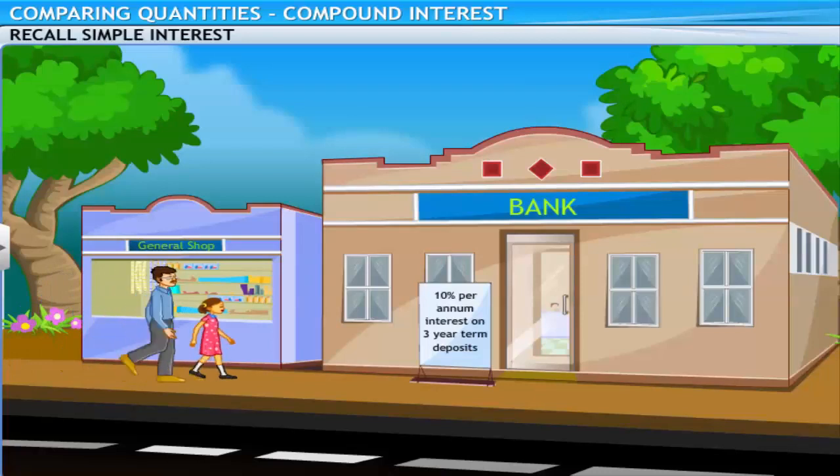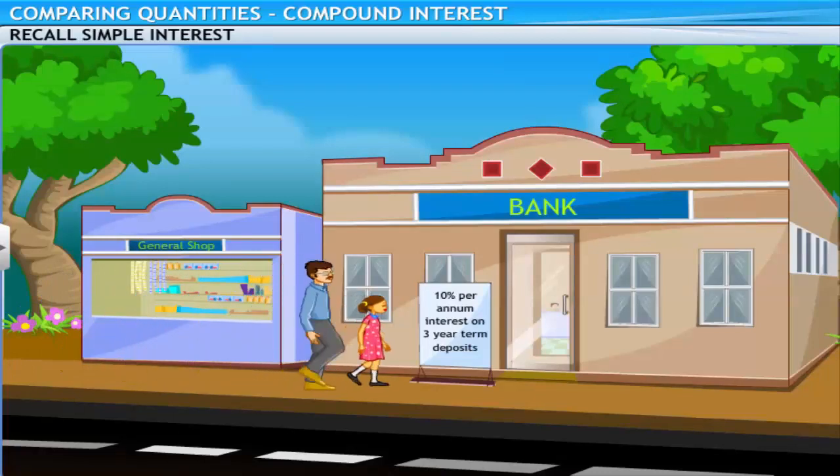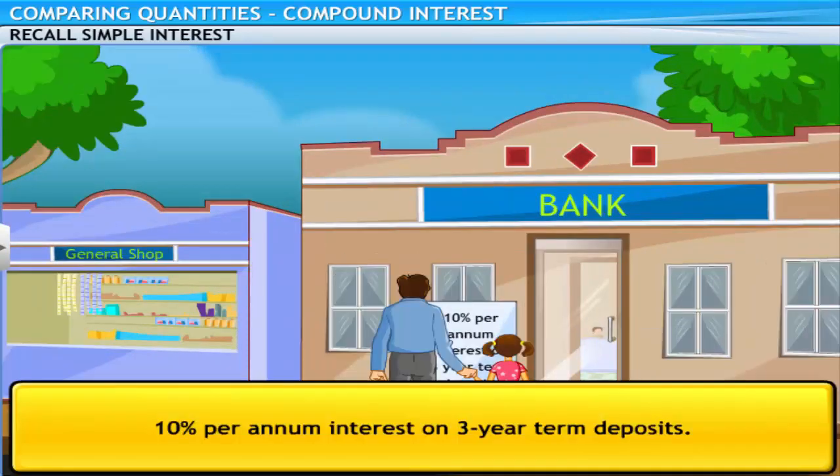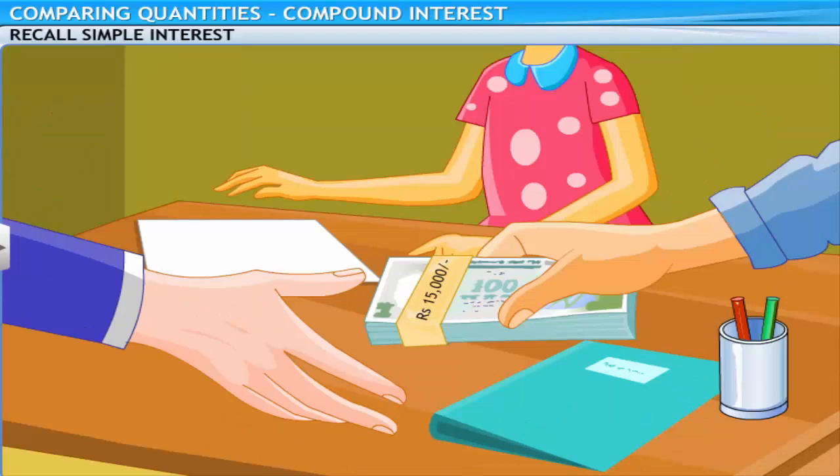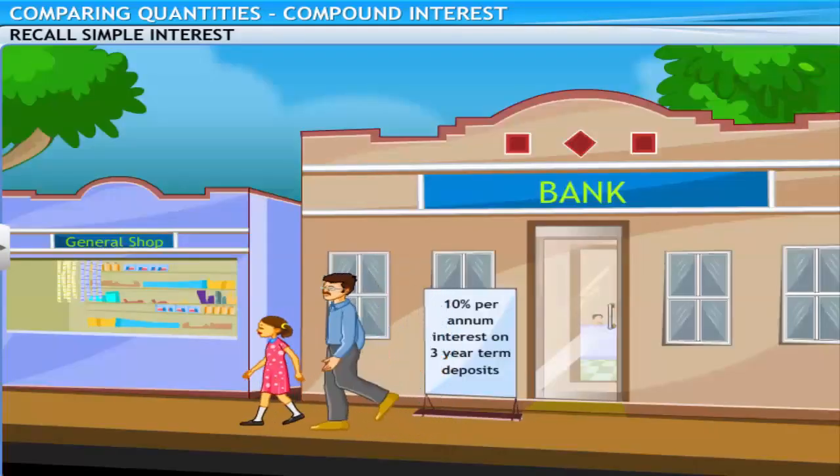Meet Mr. Smith and his daughter Alice. Mr. Smith is attracted by the 10% interest offered by a bank on 3-year deposits. So, he decides to open a savings account in Alice's name. He goes to the bank with Alice and opens an account. He deposits 15,000 rupees in her account. Let's go home, Alice.